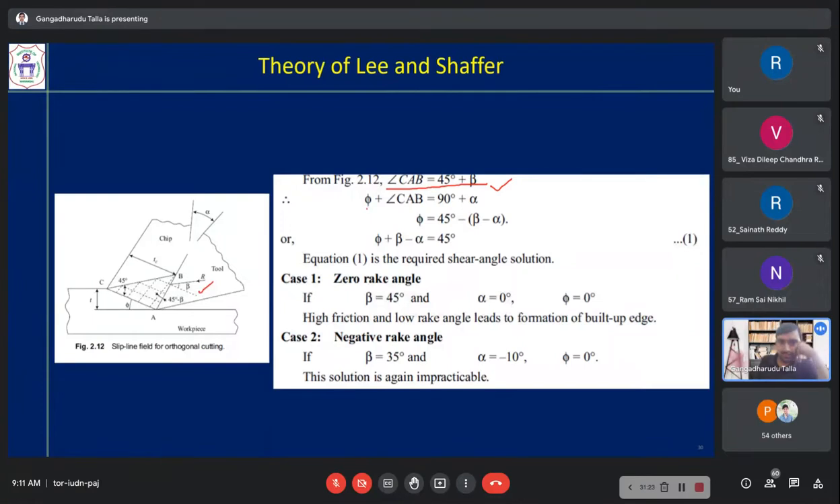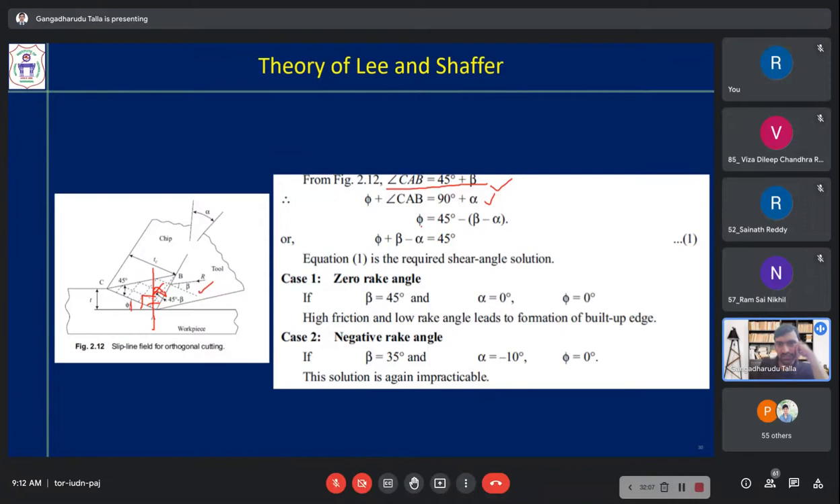If that is there, then phi plus CAB is equal to 90 degrees plus alpha. Now phi is here, CAB is this, and that is equal to 90 degrees plus alpha. So it is very clear now. This is 90 and this is alpha. So phi plus CAB is equal to 90 plus alpha. That is very clear.